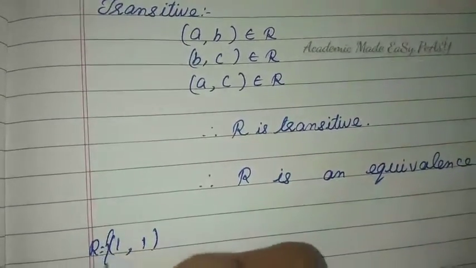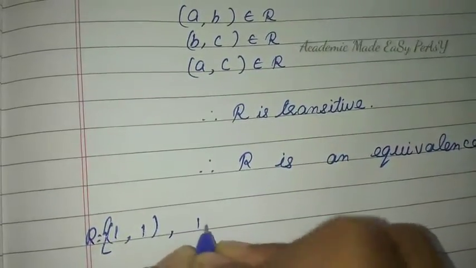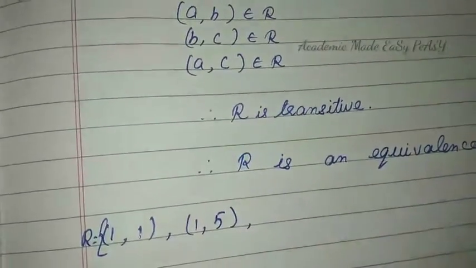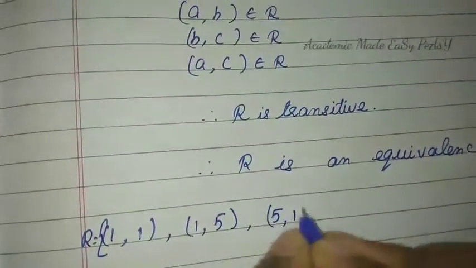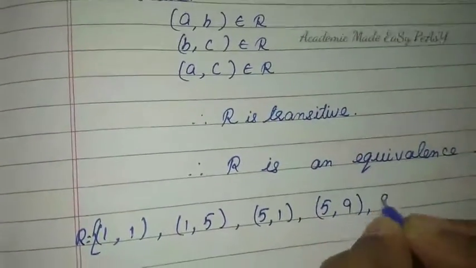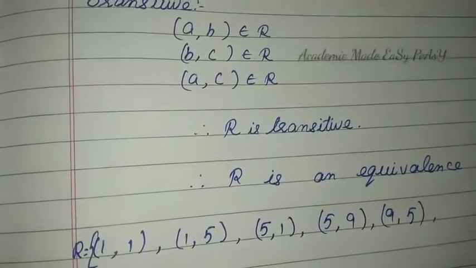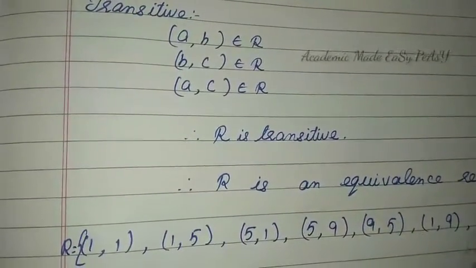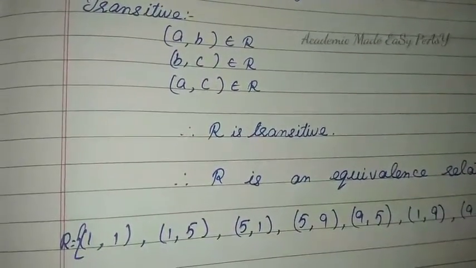So, R is equal to, let us write like this so that it will be very easy for us. So, 1 comma 5, 5 comma 1 also you can write. Okay, let's write 5 comma 1 and 5 comma 9, 9 comma 5. So if you subtract these two, you will get 4, or a multiple of 4. So I can take 1 comma 9 also, then 9 comma 1. That's it. So only so much you will be getting.